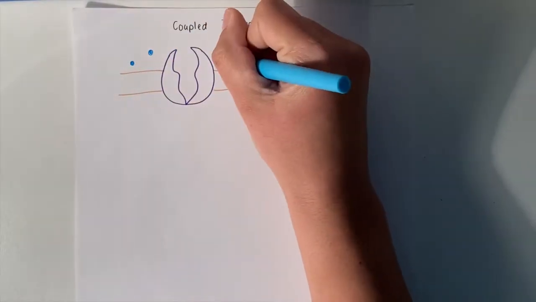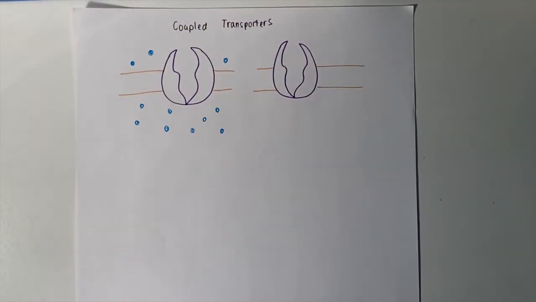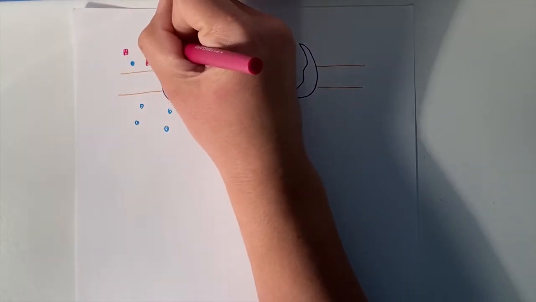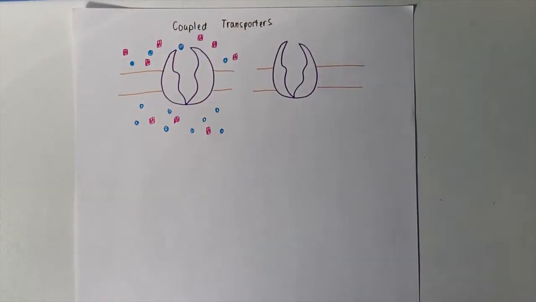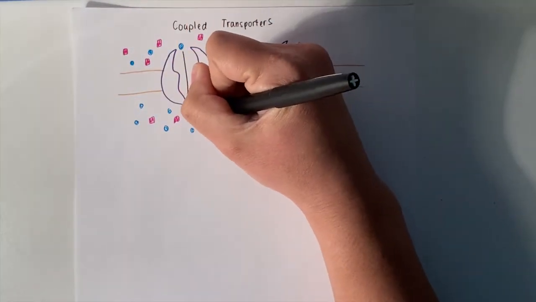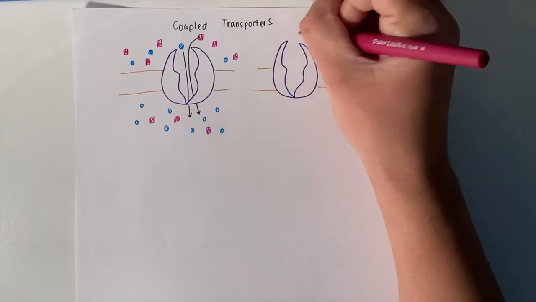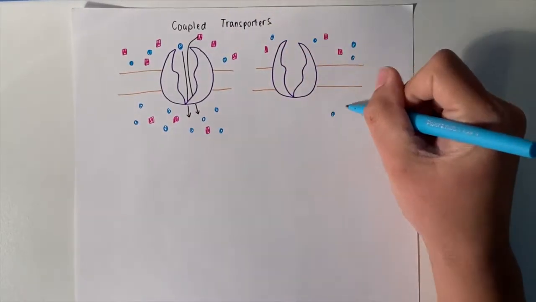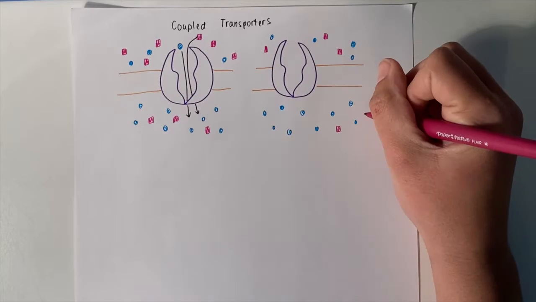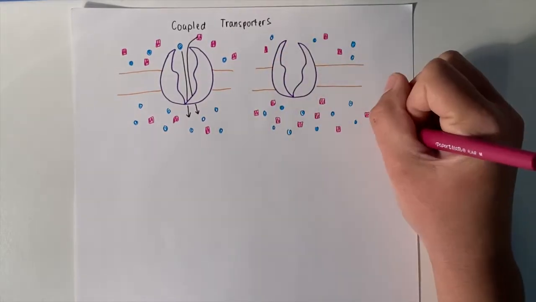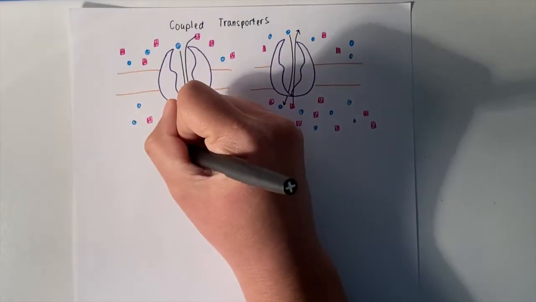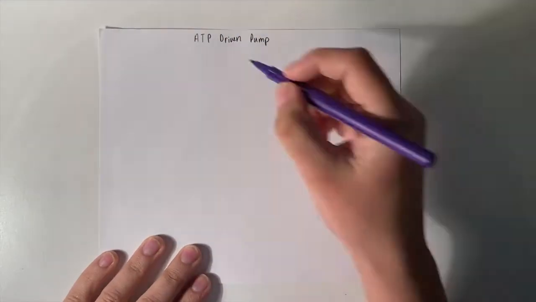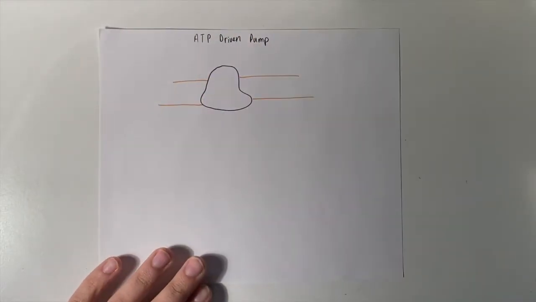The first type is a symporter. Molecules moving through symporters are moving in the same direction, with one molecule moving against the gradient from low to high, and one molecule moving with the gradient from high to low. The second type of coupled transporter is an antiporter. Molecules moving through antiporters are moving in opposite directions, but still with one molecule moving with the concentration gradient and one molecule moving against.